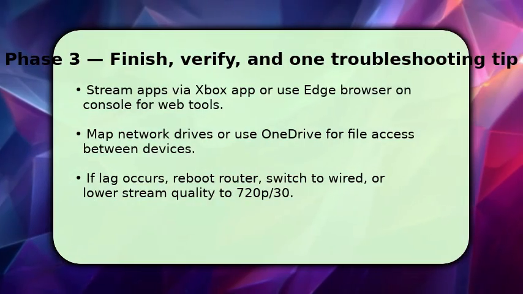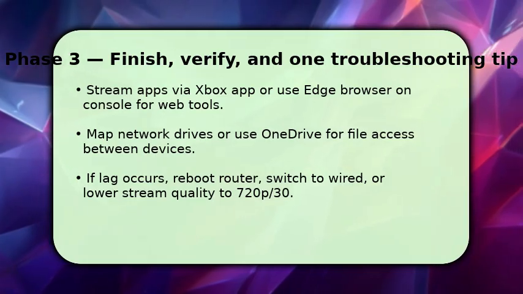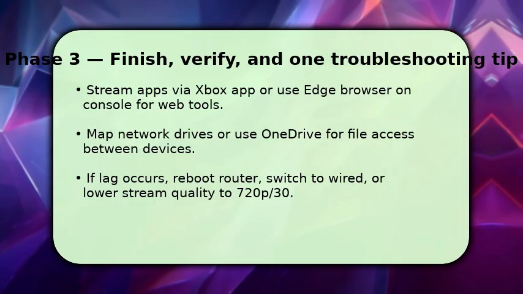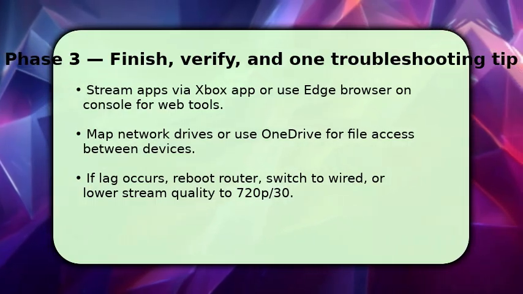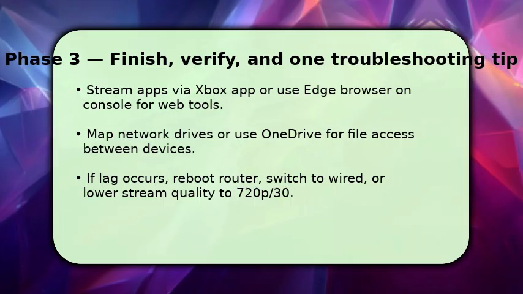Stream apps through the Xbox app or open Edge on the console to run web tools and cloud apps. Map network drives or use OneDrive to access documents and media seamlessly so you can edit and save from either device. If something goes wrong, troubleshoot.